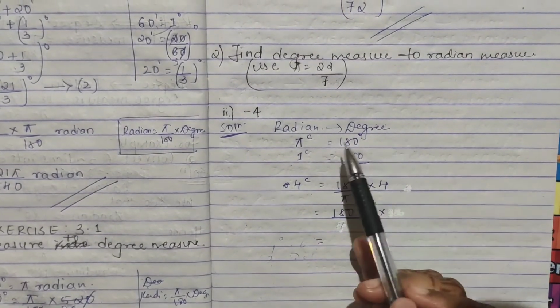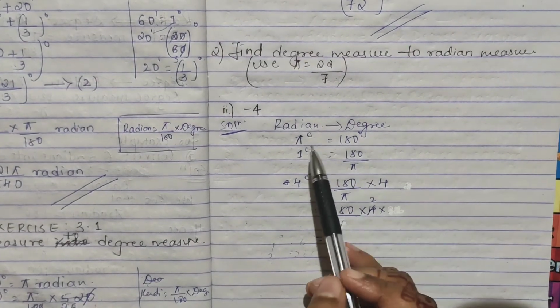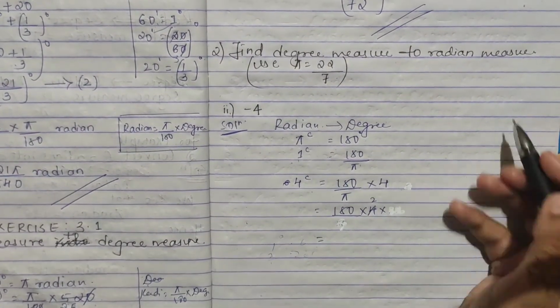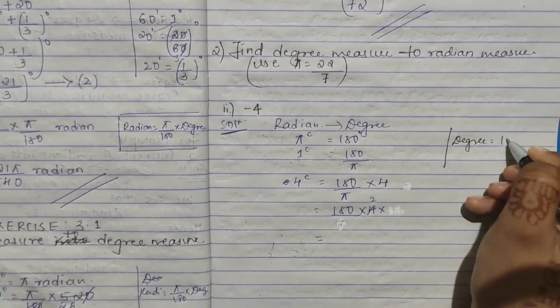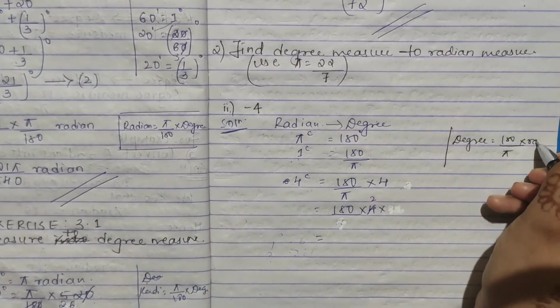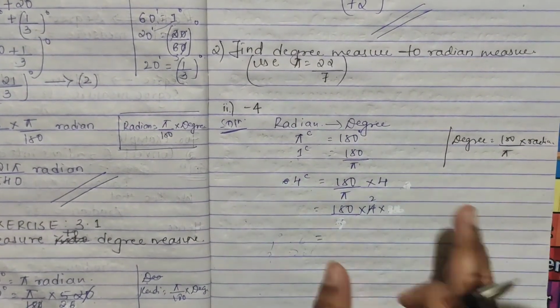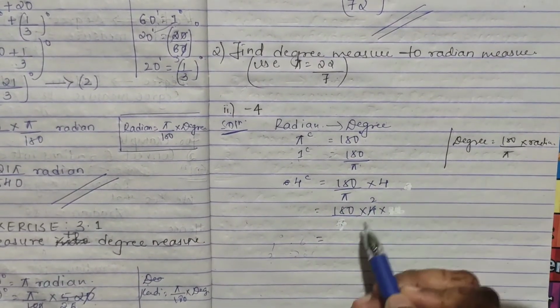Okay, so what you have to convert, keep it to the right hand side. Again I am telling you the same. We know that pi radian is equal to 180 degrees, so 1 radian is 180 by pi. There is no need, as you know that. So if you have to convert, it is 180 by pi into your radian measure. If you remember this, you can do it directly, no need of writing every time. So your 4 radian will be 180 by pi into 4.